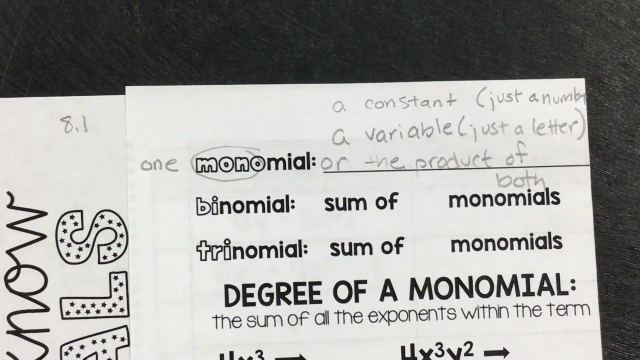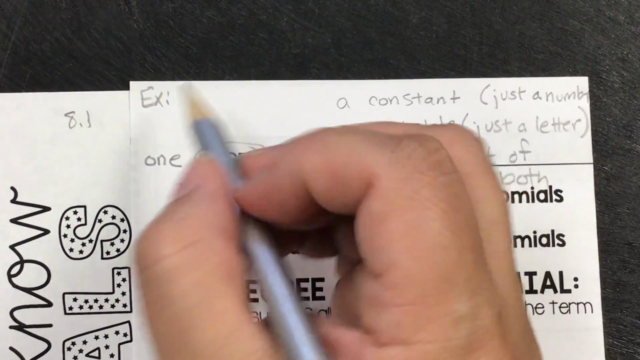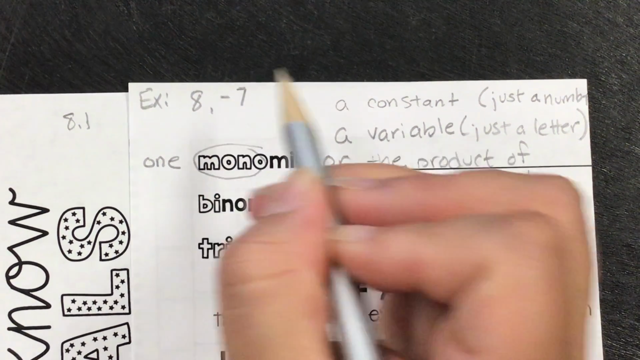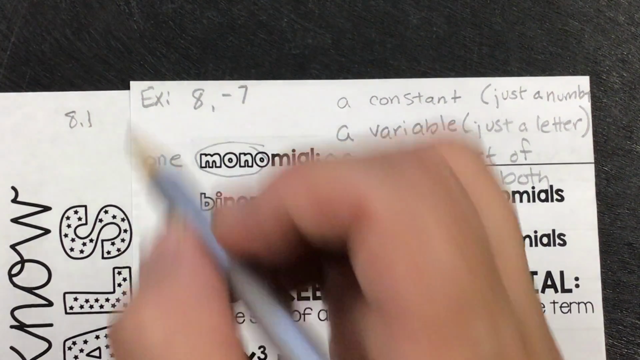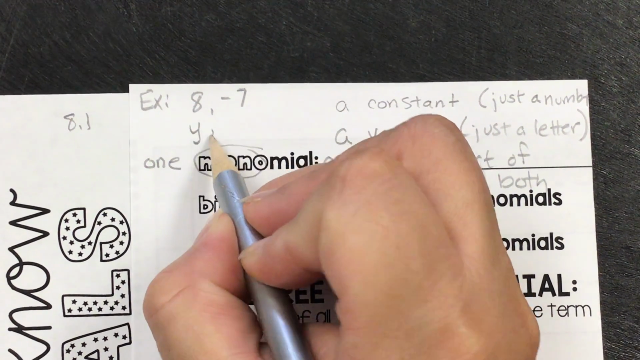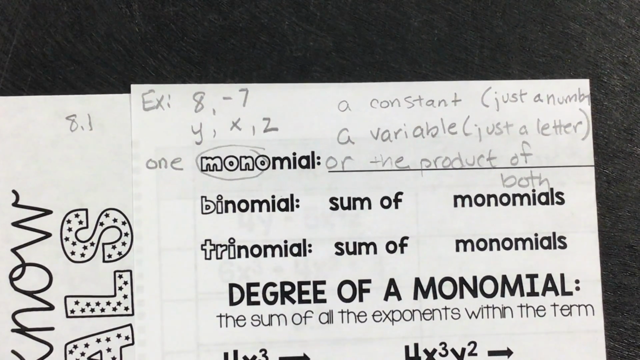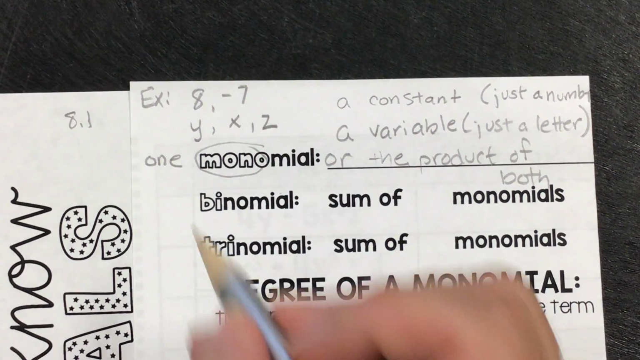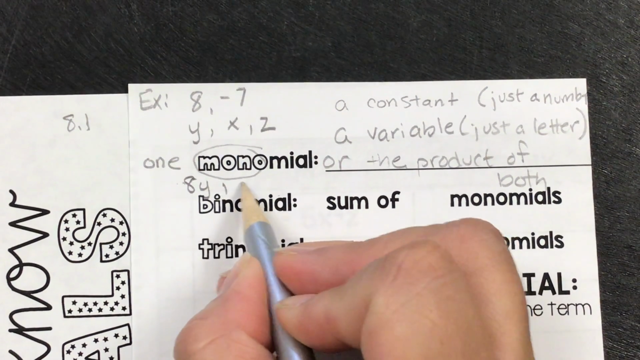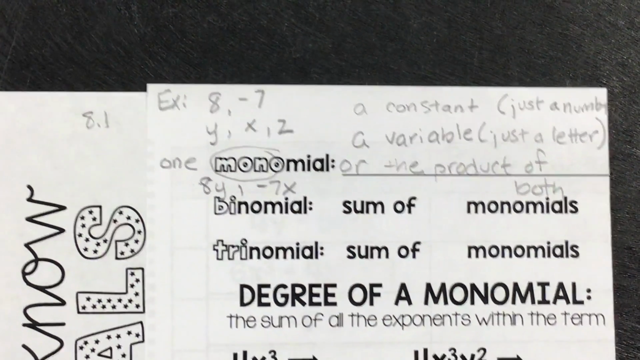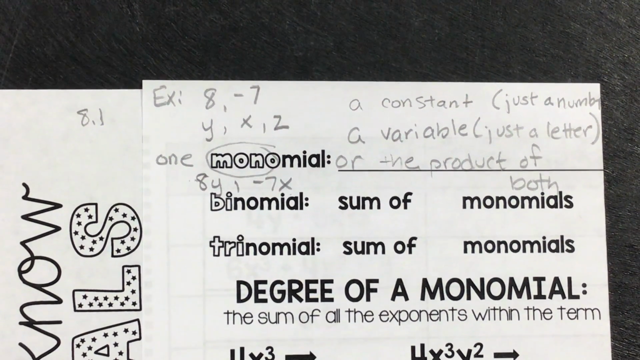Just to make sure that everybody's okay, let me give you some examples over here. I said a constant, so like an 8, a -7, 15, 1/4, just a number. A variable, so y, x, z, it's just a letter, or a combination of any of those things, which would be like 8y, or -7x. This is a product of those two things together. These are still called a monomial.